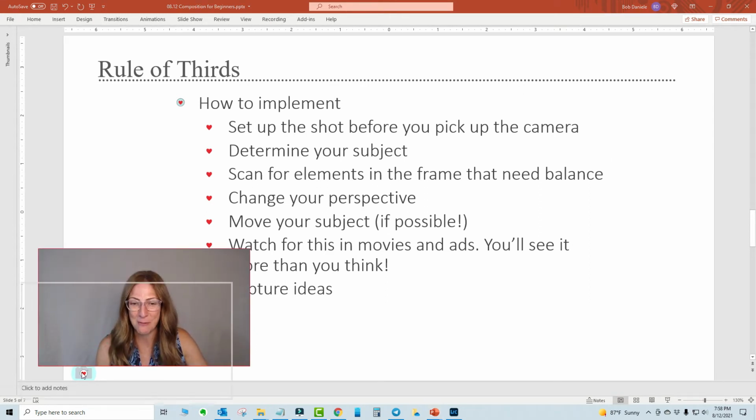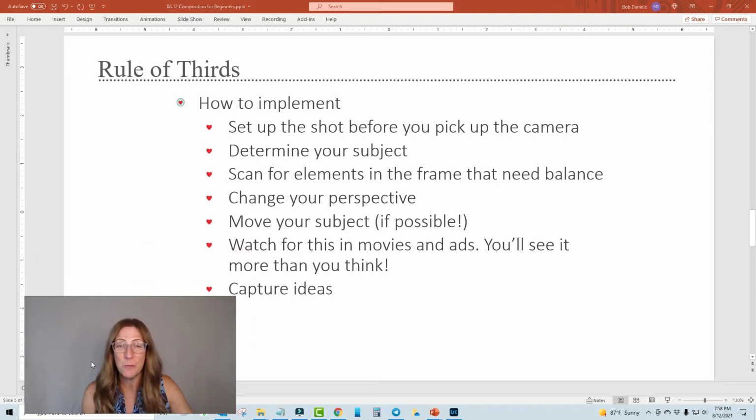And I do not recommend doing this too much because you don't want to lose the moment and you don't want to interrupt the vibe that's already happening of that moment that you're trying to capture. So if you can artfully manipulate the situation to have your subject move, do that to grab the rule of thirds. Now you can also watch for this concept in movies, in ads, and you'll start to see it more than you think. I love spotting this and just saying, oh, I know they're using the rule of thirds here.